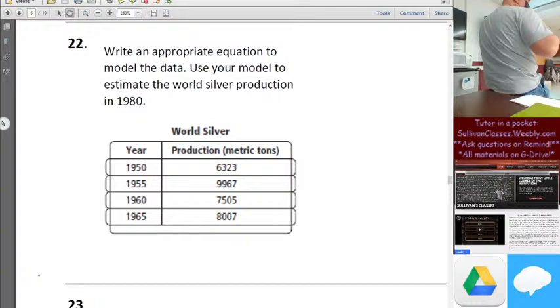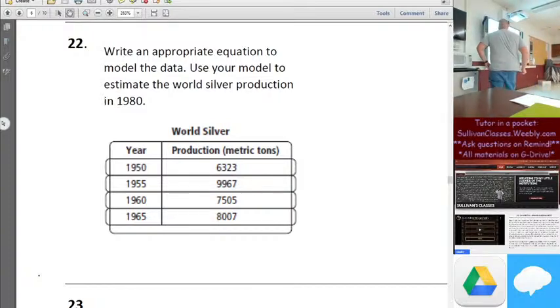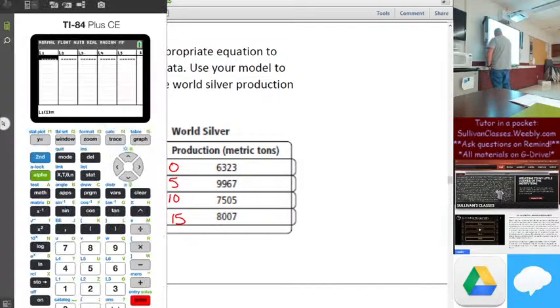So what do you want to do? You change this. And when you do these problems, you write it next to it. You tell me what X is. You want to go X is years since what? Go since 1950, because that was a nice starting point. Okay, so I'm going to change this instead to 0, 5, 10, and 15. Zero, 5, 10, 15. Head over. 63, 23, 99, 67, 75, 05.